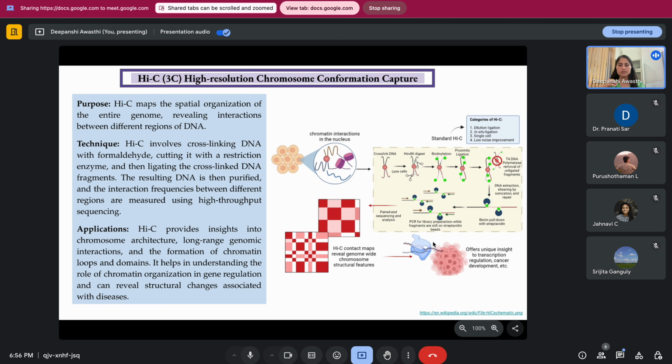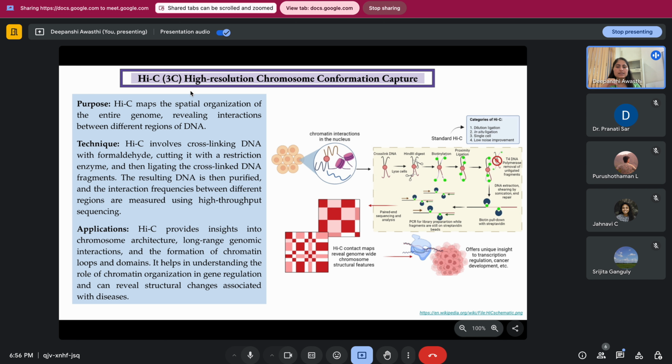Now let's move to the next technique, which is Hi-C, and Hi-C is referred to as 3C, which is the high resolution chromosome conformation capture. Hi-C can be of multiple types, multiple variants could be there, but mostly Hi-C is the 3C method. And the later advanced stage is 5C. So we will see how these C methods vary.